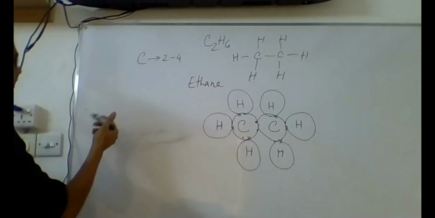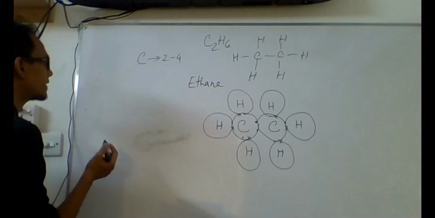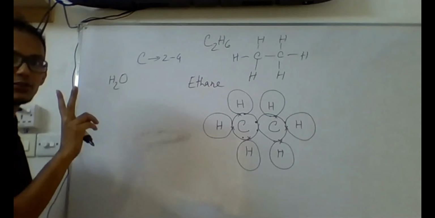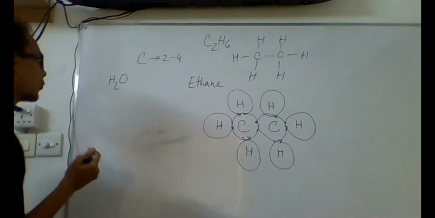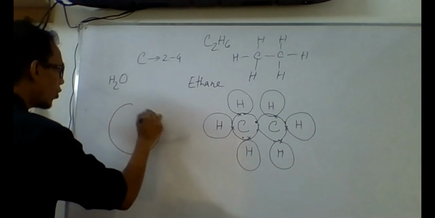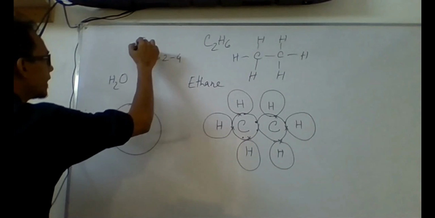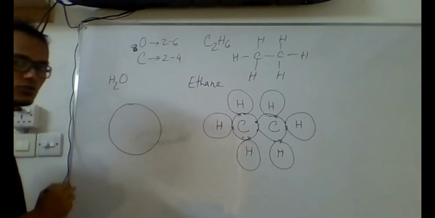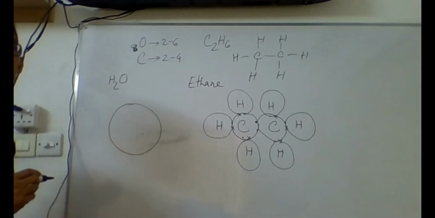if it is not hydrogen, say if it is water. What is water? H2O. Two hydrogen atoms will join with one oxygen atom. Why? Look, what is oxygen? Oxygen has atomic number 8, so it is 2, 6. How many electrons are present in the outer shell of oxygen?